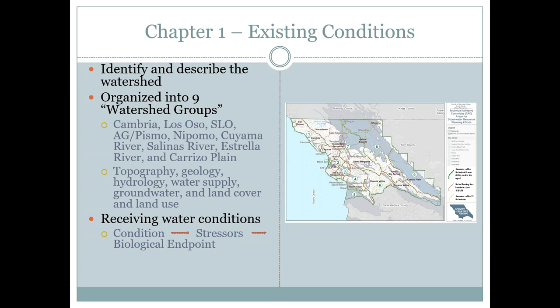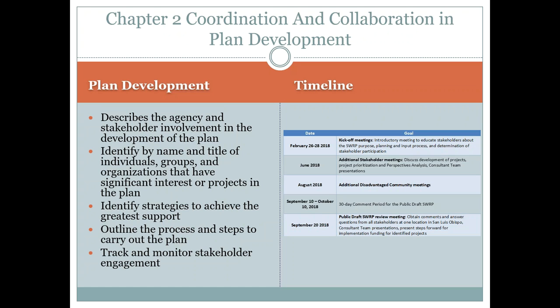The way it's broken out, we have 9 of them: Cambria, Morro Bay, San Luis Obispo, Arroyo Grande, Pismo, Nipomo, Huasna Valley, the Estrella and San Juan, which are 2, and then the Carrizo Plain as well. The main thing this chapter looks at is an assessment of the total land use and the watershed conditions. We're looking at the condition of the watersheds, historical and current, what stressors are causing any impairment, and the biological endpoint that we're trying to achieve through stormwater management projects.